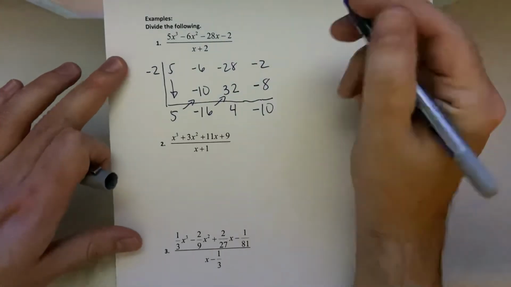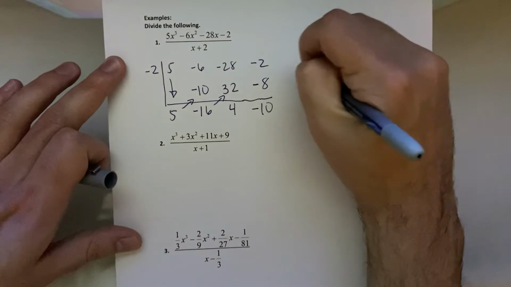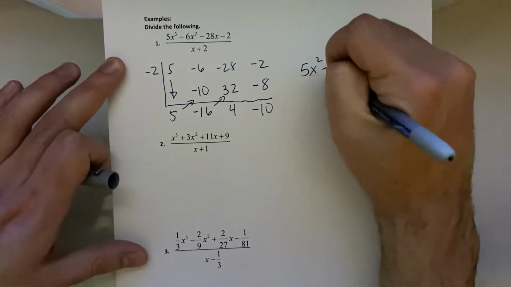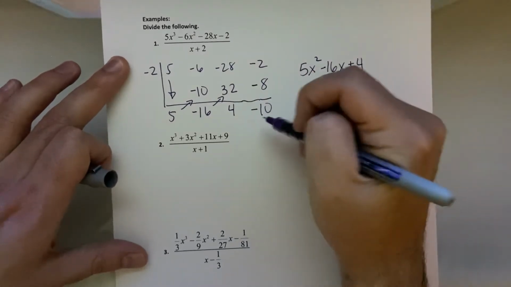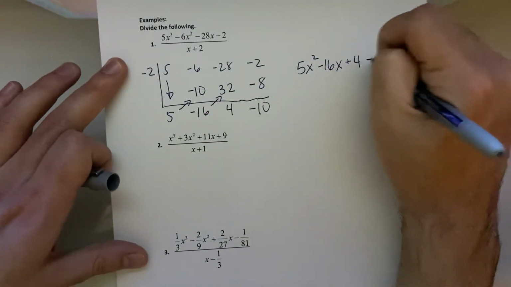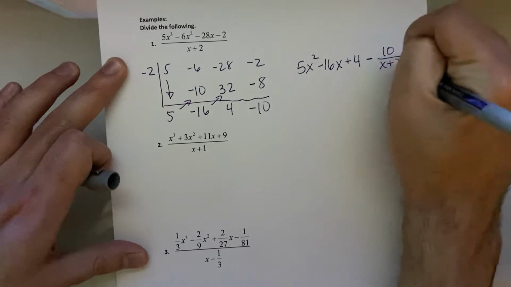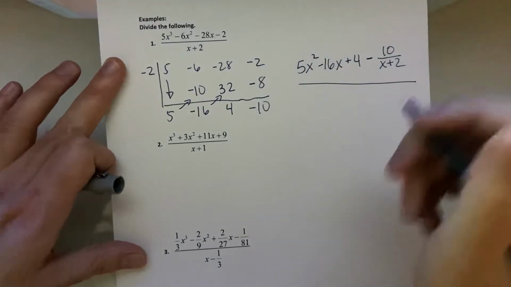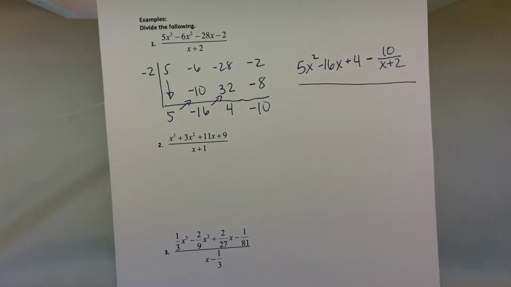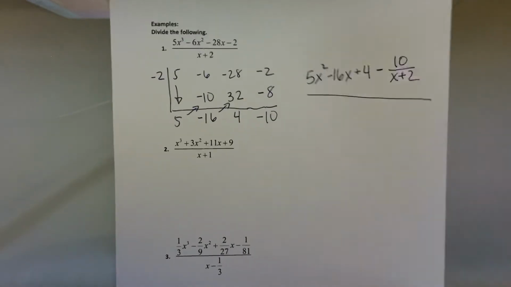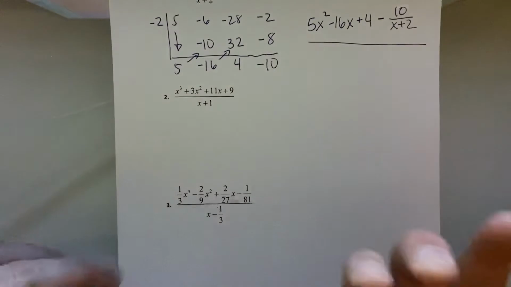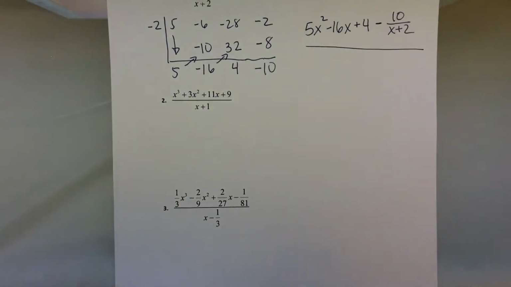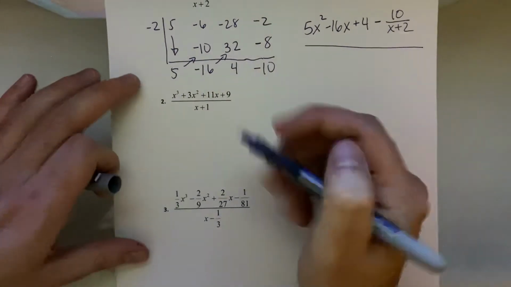So that means your solution here when dividing is 5x squared minus 16x plus 4, and then the negative 10 over x plus 2, so minus 10 over x plus 2. And that's really the only way the algorithm works. Now, if something has a remainder of 0, then it's a factor, and we'll talk more about that possibly in the next video, but let's continue.